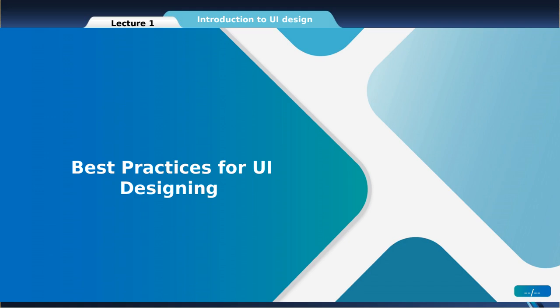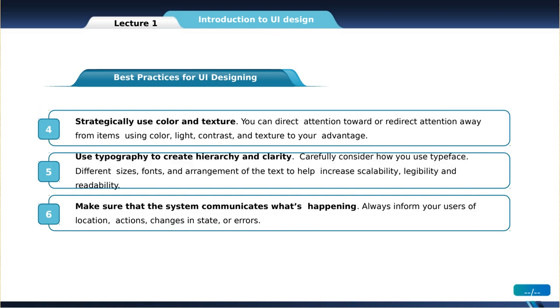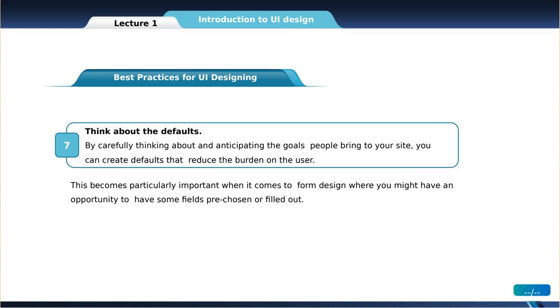Here are the basic practices for effective UI design. The first one, keep the interface simple. The second one, make sure to create consistency and use common UI elements. The third, be purposeful in your page layout. The fourth, use color and texture strategically. Fifth, use typography to create hierarchy and clarity. Sixth, make sure the system communicates what happens. The last principle is to think about the defaults.